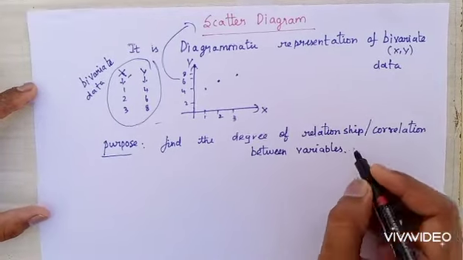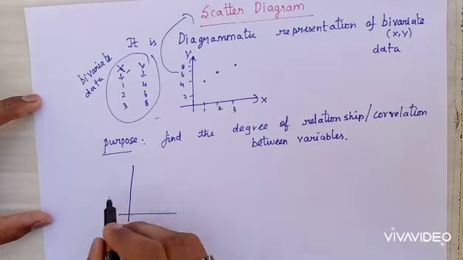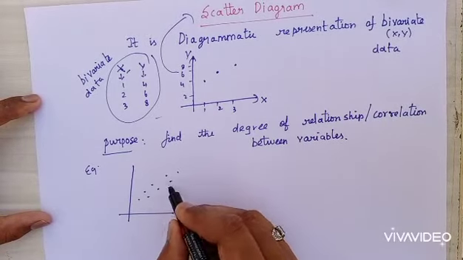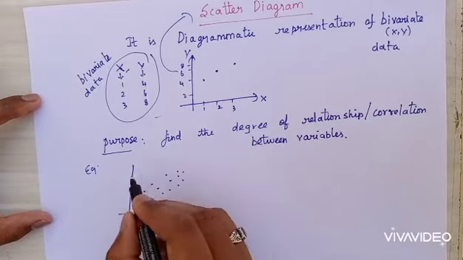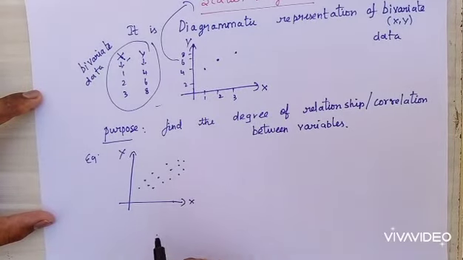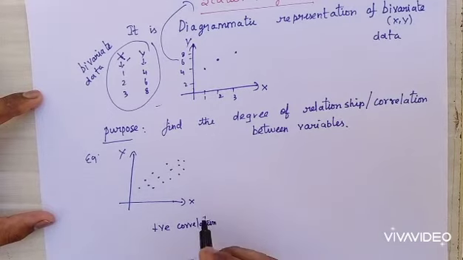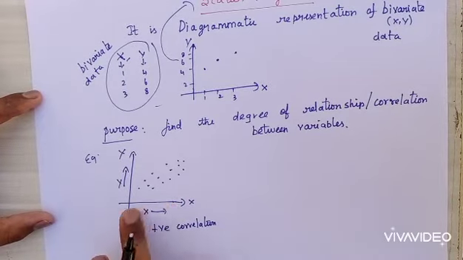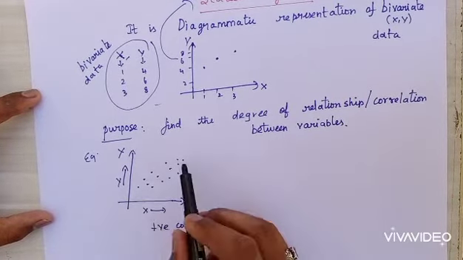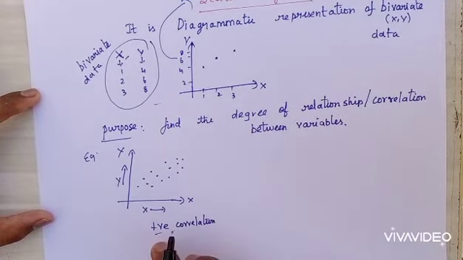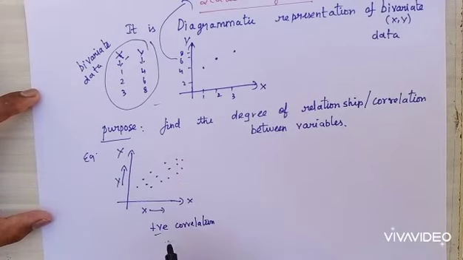For example, if the diagram is like this, x here and y here, then we will say this is positive correlation. Because here the x increases, then y also increases in this diagram. So we will say these variables are positively correlated.